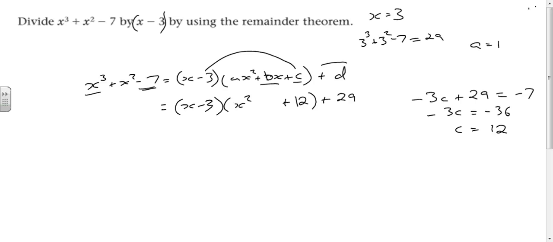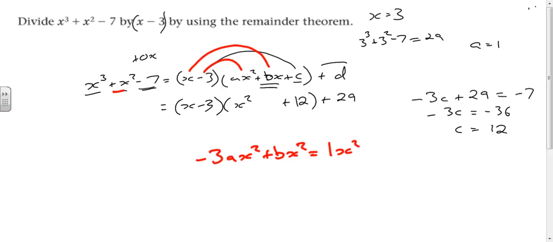Okay, the next one is we've got to work out what this value of b is for the x's. So we've got to get 1x squared, or plus 0x's. Let's see how we get the x squareds. The way we get x squared is we do the minus 3 times ax squared, so that's going to be minus 3ax squared. And if we do x times bx, that's going to be plus bx squared, and that has to equal 1x squared, because we've got 1x squared in the answer.